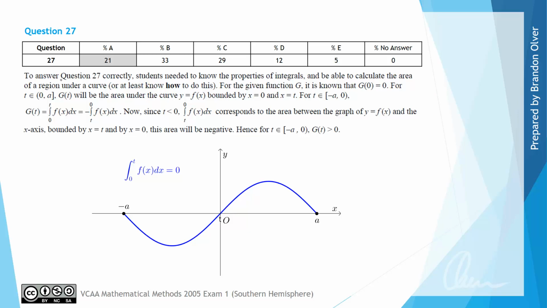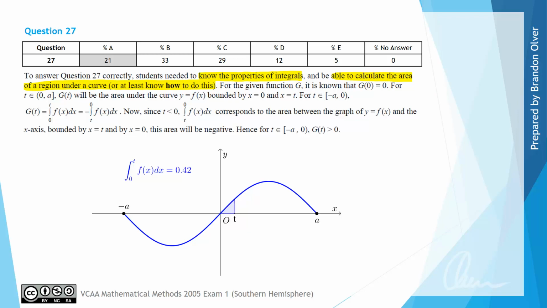The examiner's report goes on to say, to answer question 27 correctly, students needed to know the properties of integrals and to be able to calculate the area of a region under a curve, or at least know what the process of doing that would be. The examiner's report then just goes on to describe what we discussed on the previous slide.